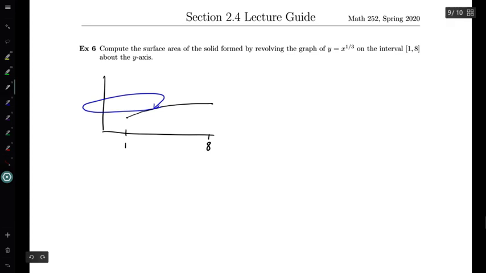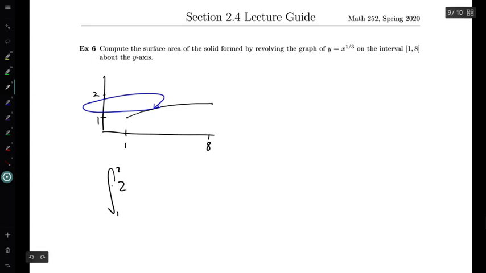So we need to integrate from the bottom point to the top point this time. So we need some y values here. The y-coordinate on this left point here, if I take the cube root of 1, I get out 1. The y-coordinate for the top point is going to be the cube root of 8, which is 2. So we're ranging from 1 to 2 here.